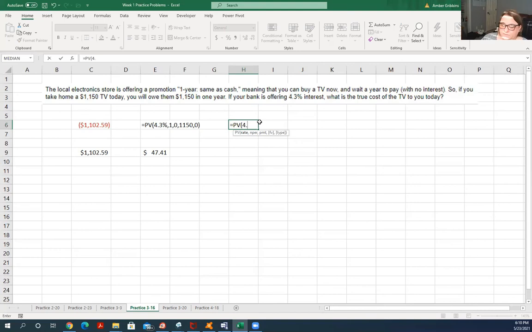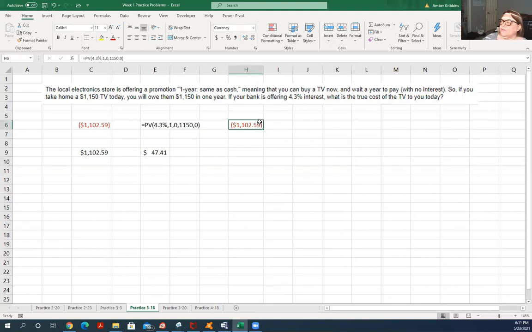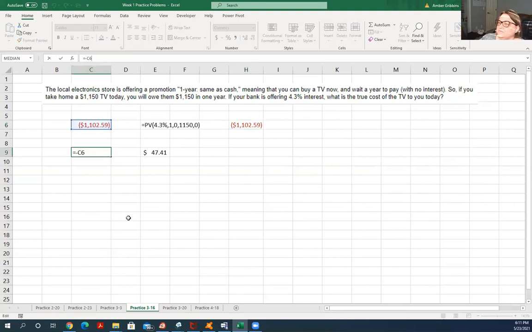So the present value calculation works like this. You take the rate, 4.3%, the number of periods, 1, because you're only doing 1 year. There's no payment because you're not getting anything. They're not getting anything until the end of the period. The future value of the TV at the end of the year is $1,150, and then put type end of period because that's when you get the TV, and you get this number. This is a negative number. It's in the little parentheses, red, negative 1,102.59. All right, so we're just going to come over here and flip the sign. You're going to want to flip the sign and make it positive for your answer.